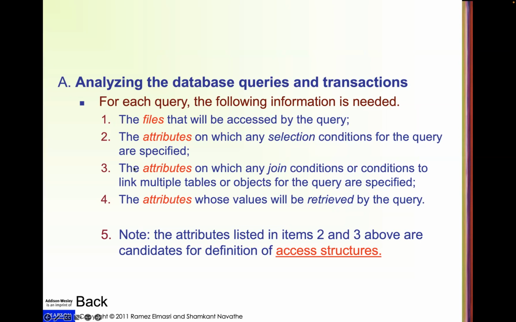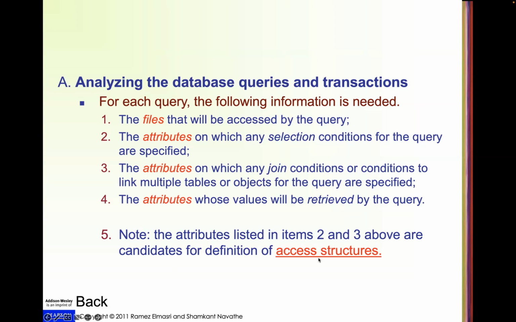Now let us see the important point. The attributes in list items 2 and 3, what are they? The attributes on which the selection condition is there and on which the join condition is there. They become the candidates. Candidates means they become the choice for defining the access structure.